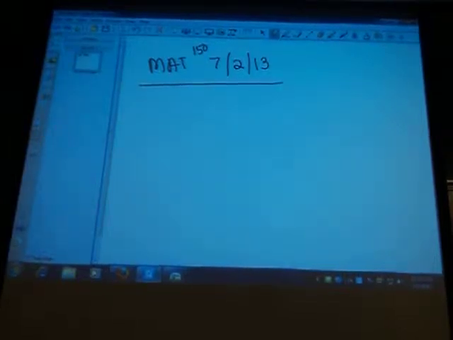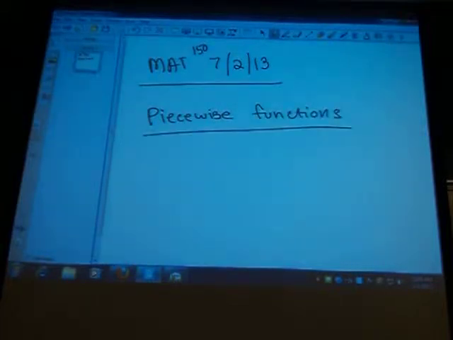The second test only covers quadratic equations and piecewise functions. So the stuff we did last week and then part of the stuff we're going to do today. You guys already know about piecewise functions, you just don't know that you know about them.